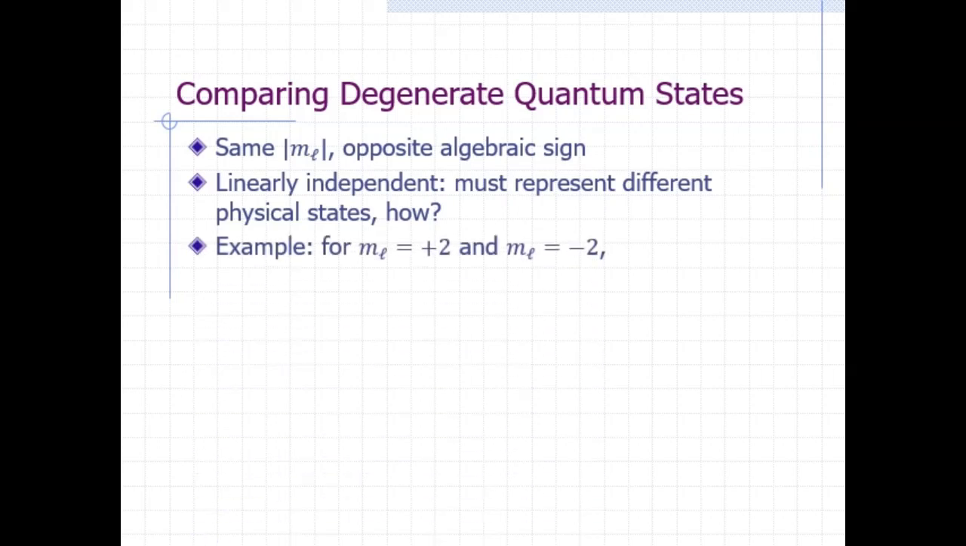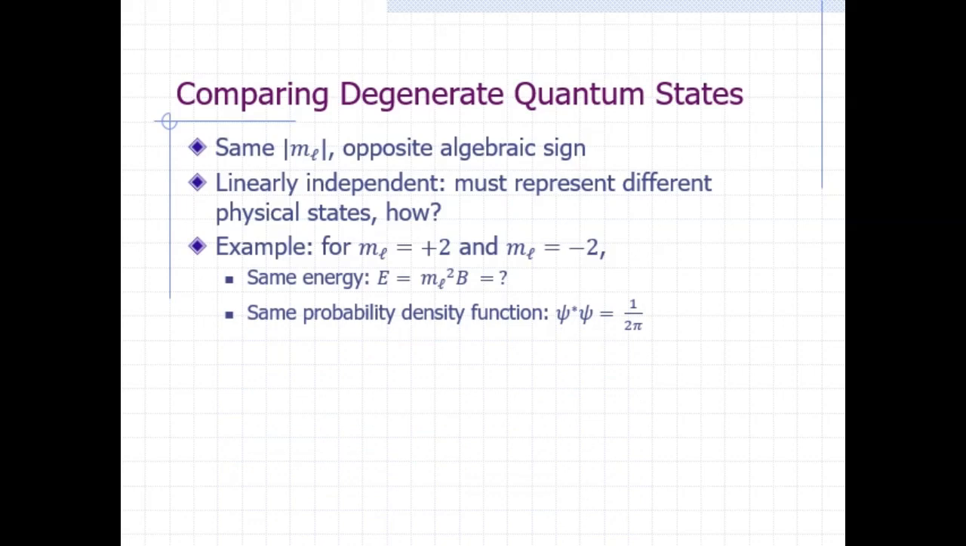Let's compare the quantum states for m sub l equals +2 and m sub l equals -2. We have seen that they have the same energy. Remember that the energy is equal to m sub l squared times the rotational constant B. The square of +2 and the square of -2 are obviously the same. The probability density functions are also the same. As we have previously seen, it's independent of location and is equal to 1 over 2 pi. So how could they be different? They differ in their angular momentum.